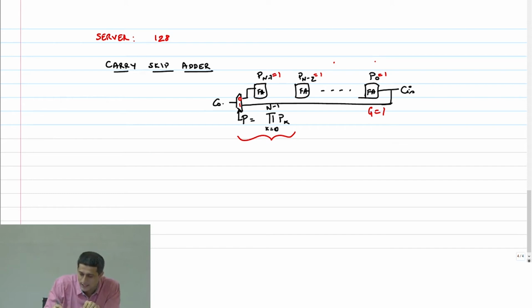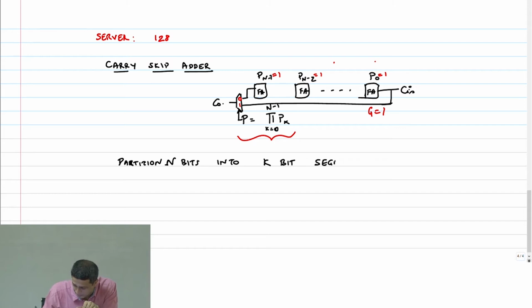Okay, so the idea is now to partition n bits into M-bit segments. I think I used M in the slides, so let me use M-bit segments, and the number of stages will therefore simply be n by M.